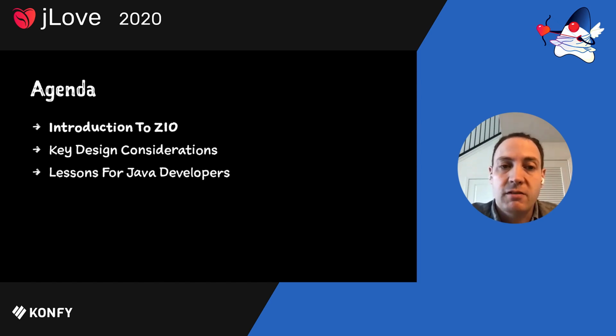Then I'm going to talk to you about some of the key design considerations behind Zio. And then I'm going to step back from Zio as itself a library that's written in Scala, and look at the lessons from that which I think can be relevant to people who are working in Java, any JVM language, or really any language at all.